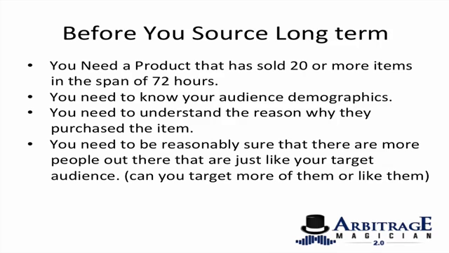Now, that's pretty much it. You've got four main things. You need to have a product that sells 20 or more items in the span of 72 hours. You need to know your audience demographics. You need to understand the reason why they actually purchased the item in the first place. And you need to be reasonably sure that there are more people out there that are just like your target audience.